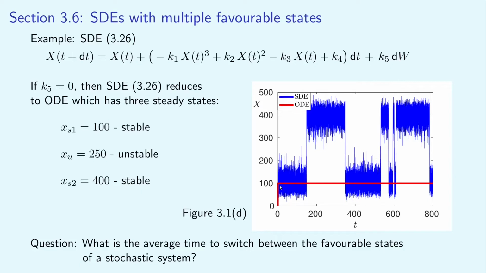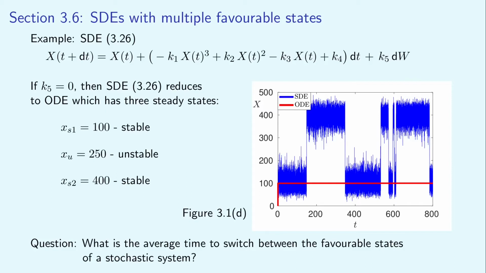If k5 is not equal to 0, then we have observed in figure 3.1d that the solution of the SDE 3.26 fluctuates around the stable steady states 100 and 400 and occasionally switches between them. One of the most important characteristics of a stochastic system with multiple favorable states is the average time it takes to switch between two of those states.